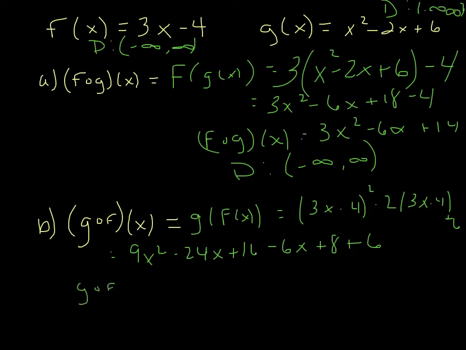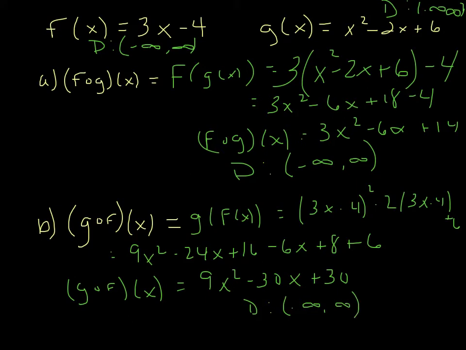So g of f of x would be 9x squared, negative 24 and negative 6 is negative 30x, and 16 plus 8 is 24, plus 6 gives me plus 30. And the domain again is going to be negative infinity to infinity. There are no values that are going to be left out of that.